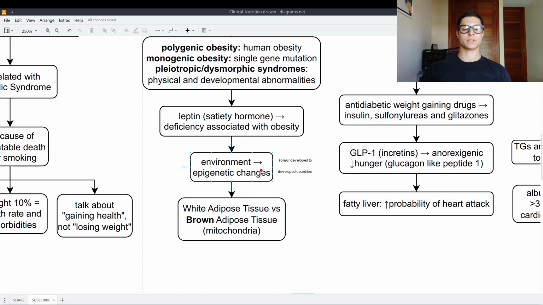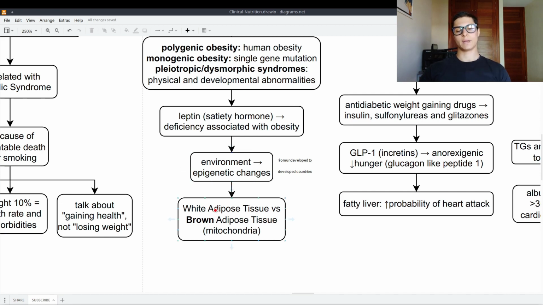Environment. Epigenetic changes. This is, for example, when we go from an undeveloped country to a developed country. In Africa, they have genes that are more prone to store and accumulate energy that comes in because there is not that much available. So when they come to developed countries, they are more prone to obesity because of those genes that accumulate and store everything they eat.